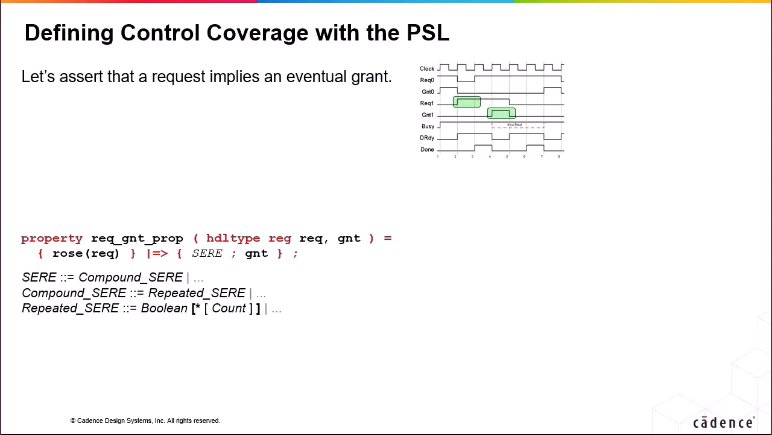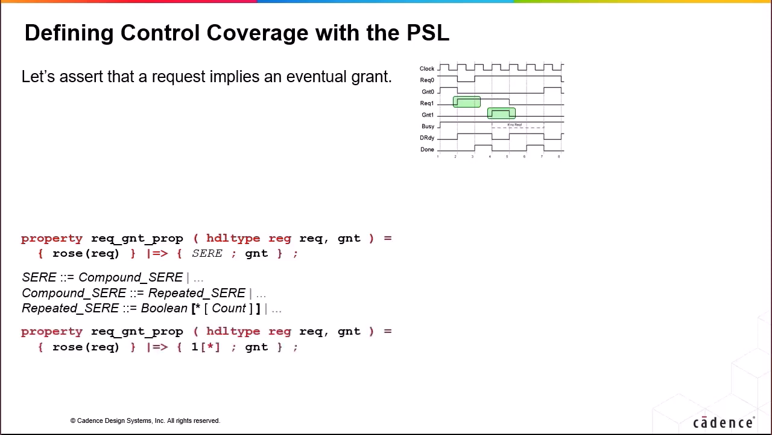The count can be any integral value between 0 and infinity, and if any count is what you want, then you can omit the count entirely. If the Boolean is the true value, then you can also omit the Boolean. Following this syntax, we replace that something else with any number of repetitions of something that is always true. Request rising implies that any number of cycles follow and then grant. You can accomplish exactly the same result with same cycle implication and a delay of at least 1.